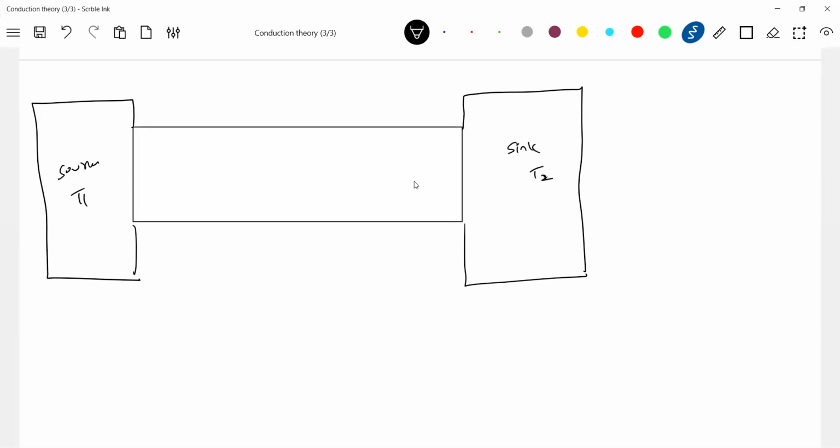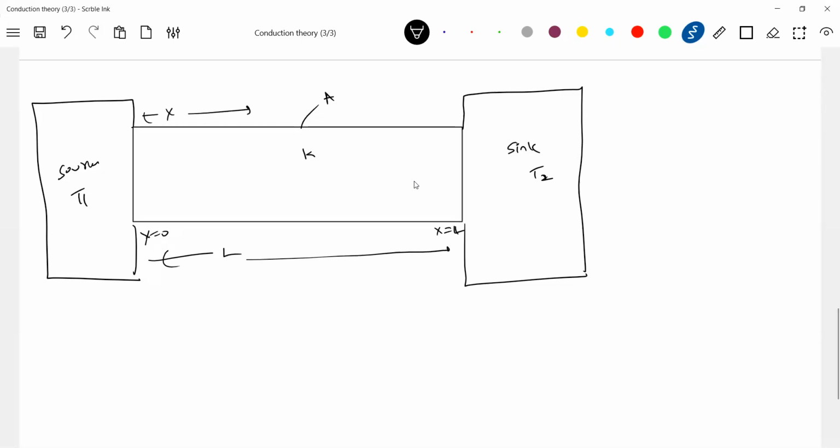Okay, sink at temperature T2. Let L be the length of the rod, and A be the area of cross section. I'll define one more quantity called the coefficient of thermal conductivity of the rod. X I'll measure from here. This is X equal to 0, this is X equal to L, and at any distance, let this be X.